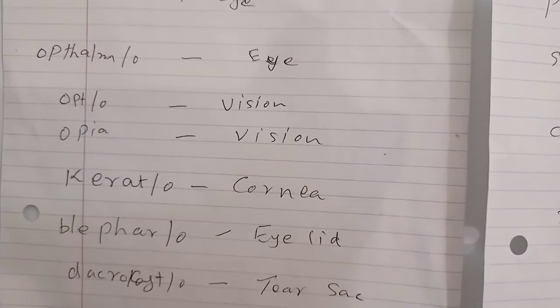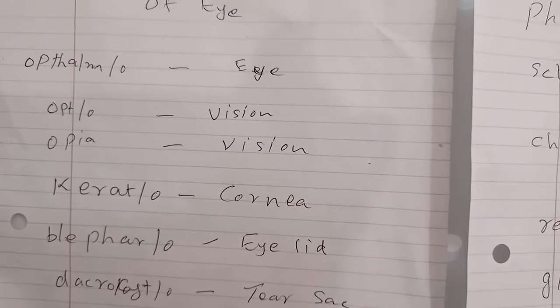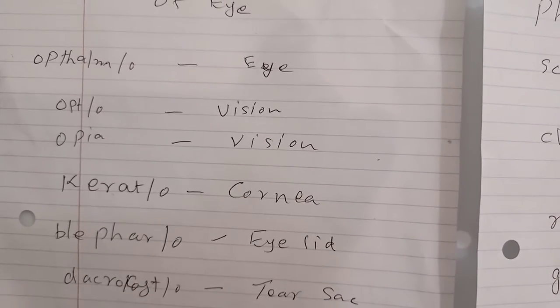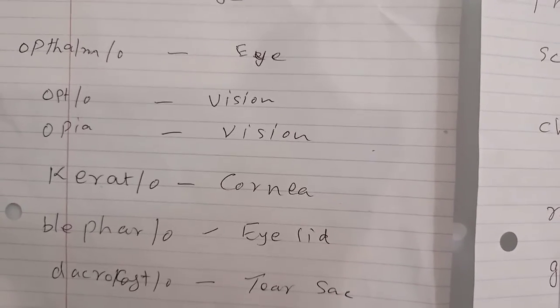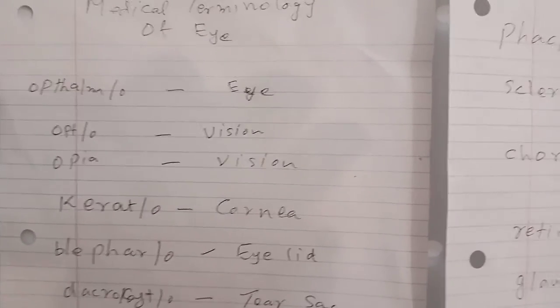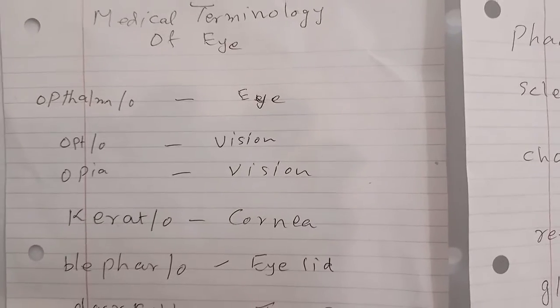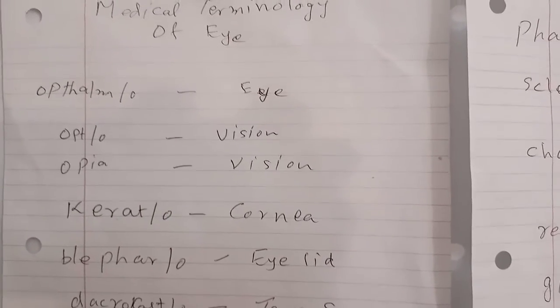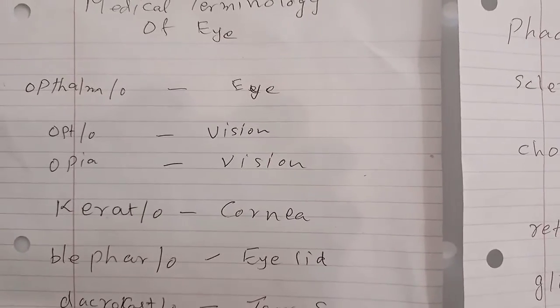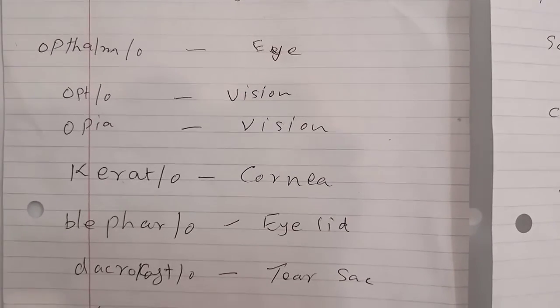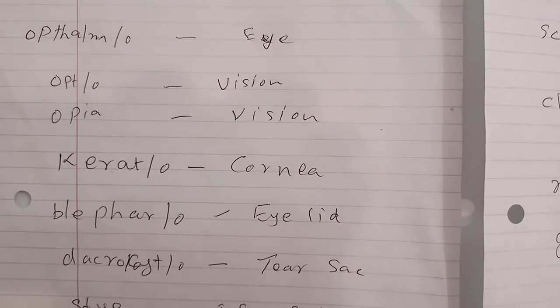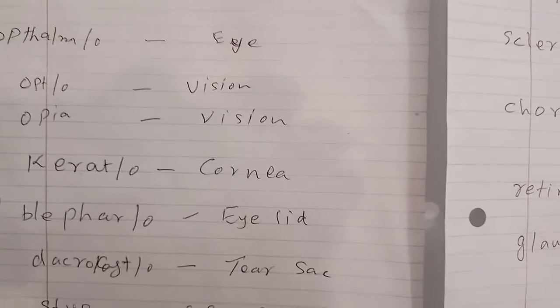Next word root is opto. Opto means vision. We might have seen an optician shop in the market. An optician is not a medical doctor. An optician is the one who grinds the glasses and makes glasses for you. Opia means vision.